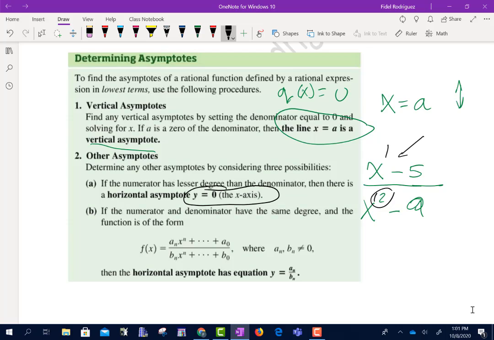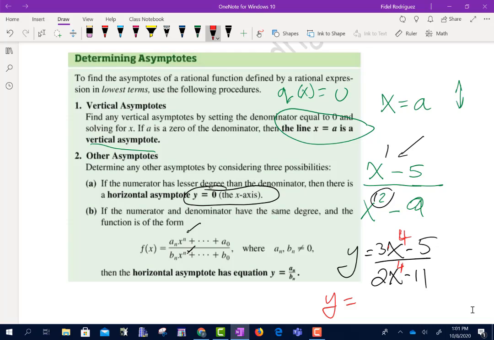And then what happens if the degrees are the same? So let me make this up. Suppose I have something like 3x minus 5 over 2x minus 11. Notice the degrees are the same. They're both of degree 1. Or they could be degree 4, it doesn't really matter. As long as the degrees are the same, the horizontal asymptote is going to be the horizontal line y equals 3 over 2. It'll be the fraction of those coefficients right there.